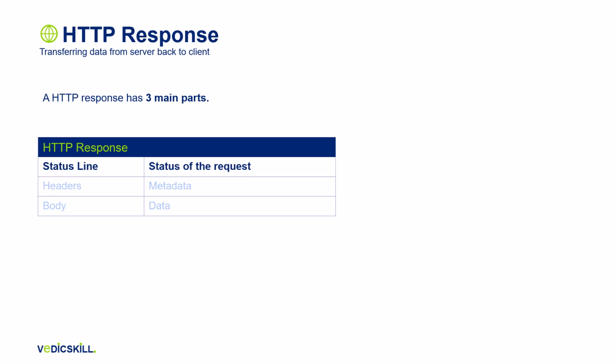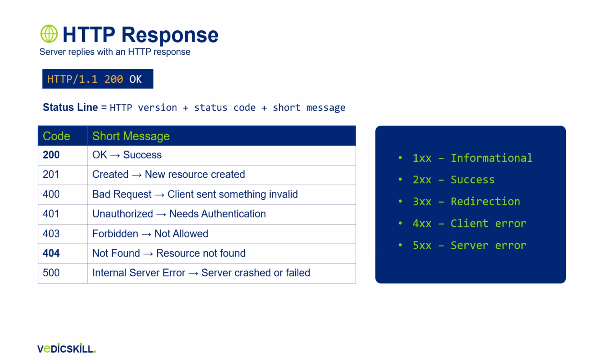The first line in the HTTP response is called the status line. Here is an example of the status line. It starts with HTTP followed by the version, then a status code and a short message. So the status line is equal to the HTTP version plus status code plus a short message. It tells us in one line what happened to your request.